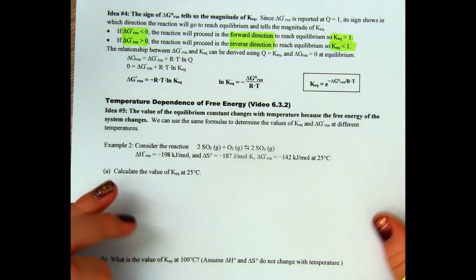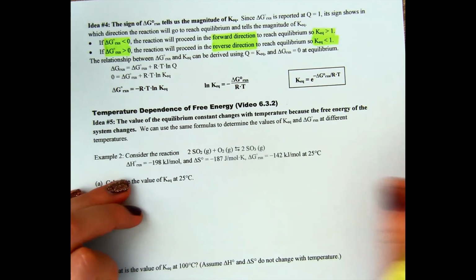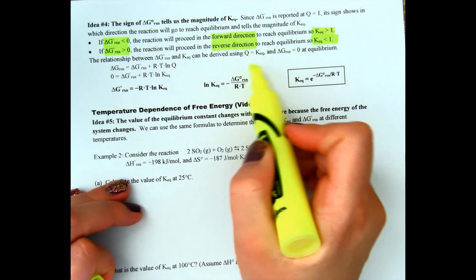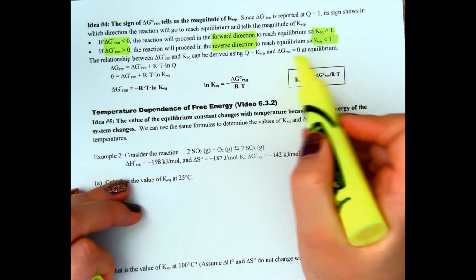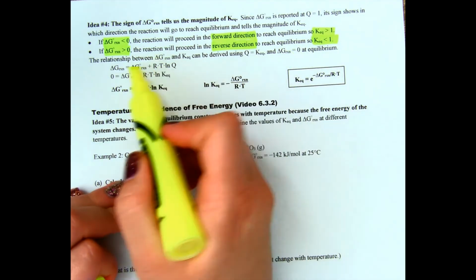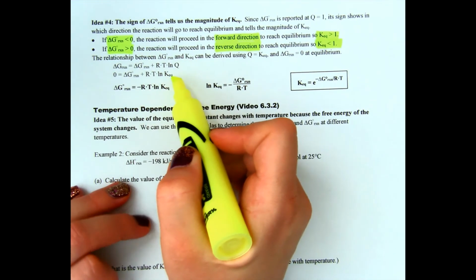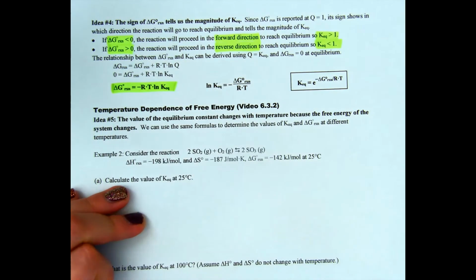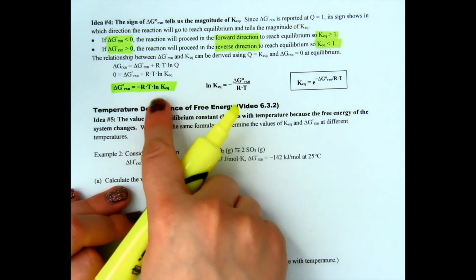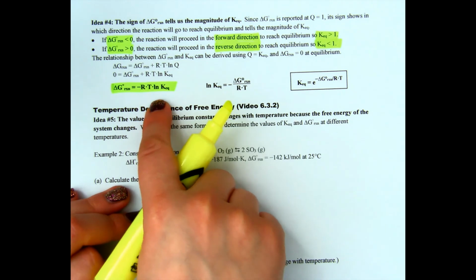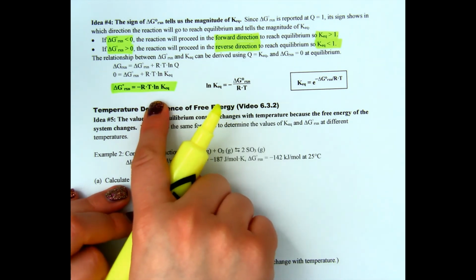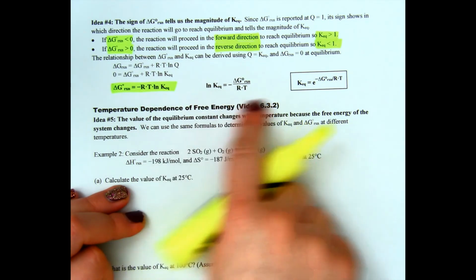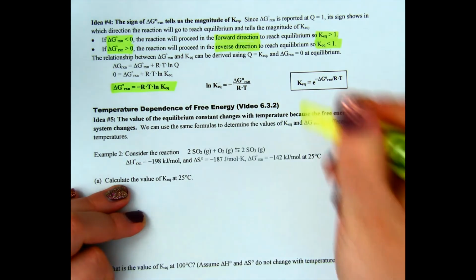Now we can look at the relationship between delta G naught reaction and KEQ, and we can derive that using Q equal to KEQ at equilibrium, and delta G reaction equal to 0 at equilibrium. We plug those in here, and from that derivation, we find this equation. This equation is given to you on your formula sheet, so no need to memorize it. But you can rearrange it by putting the natural log on the other side, the ln of KEQ, and then getting rid of the natural log by using base e. And you'll end up getting this formula.